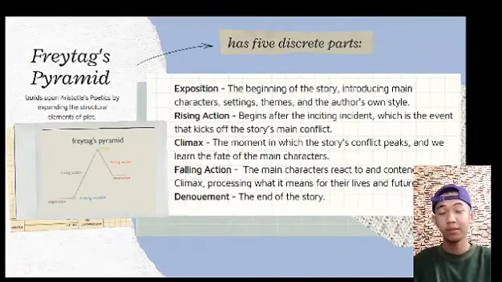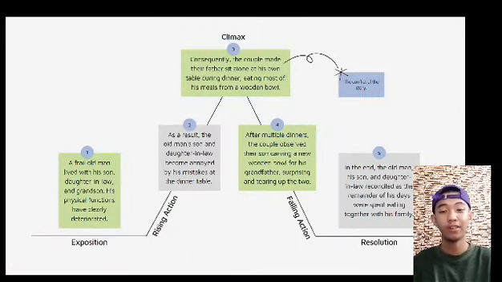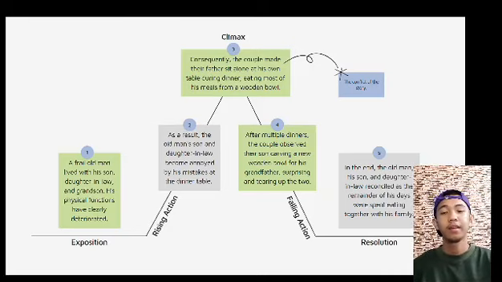The exposition of the story. A frail old man lived with his son, grandson, and daughter-in-law. His physical functions have clearly deteriorated. The rising action of the story. The man's son and daughter-in-law become annoyed by his mistakes at the dinner table.